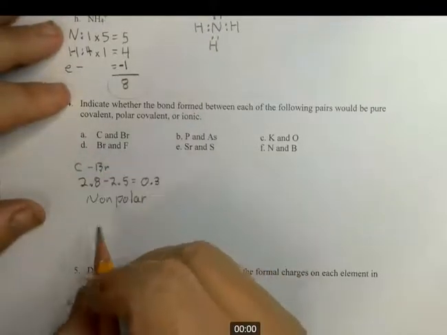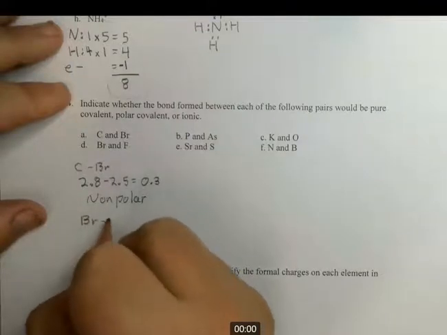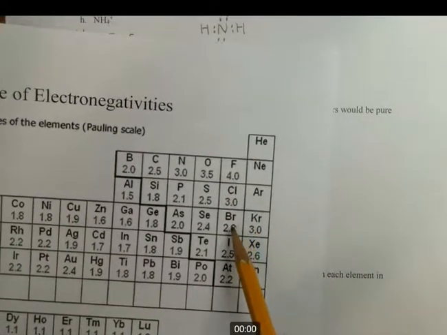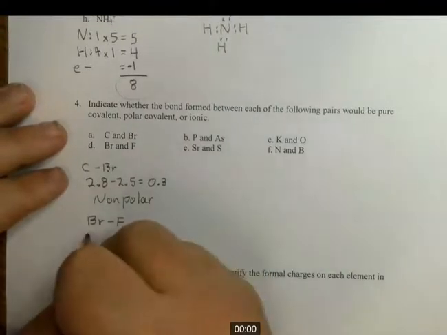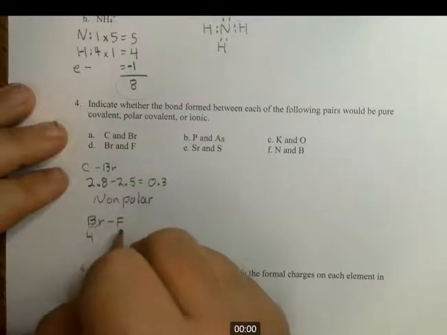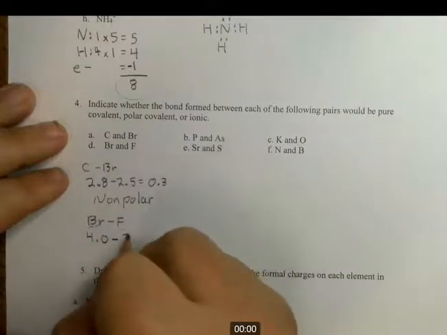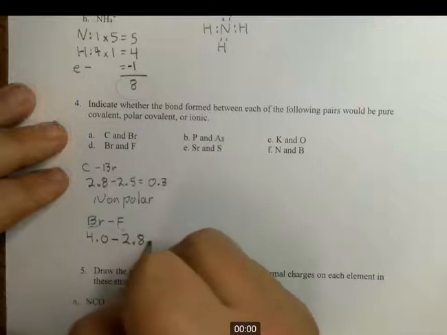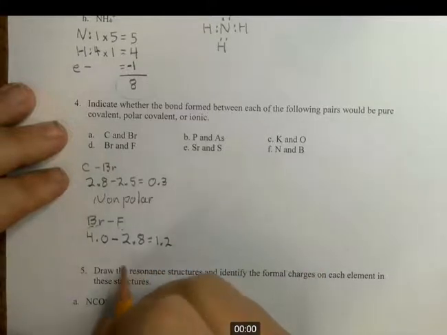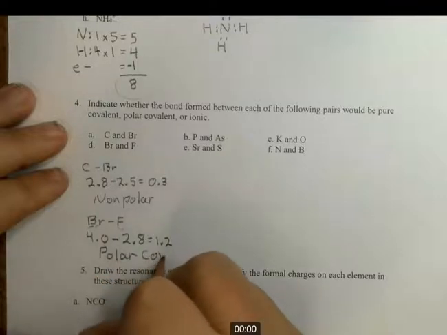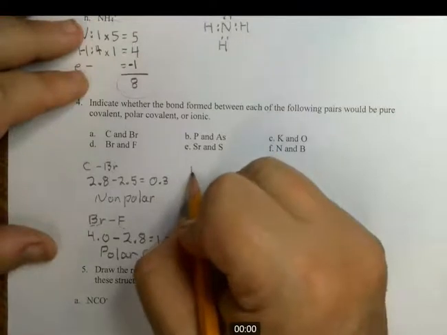Okay, bromine and fluorine. So we'll come over here. Fluorine is a 4.0, bromine is a 2.8. Now again, I'm doing it in reverse order here simply because we want it to be a positive number. We're just interested in the difference. We're not interested in which side was which. So you subtract those two and you get 1.2, and that's going to be polar. It's in between 0.4 and 1.8, so that's going to be polar covalent. All right, phosphorus.